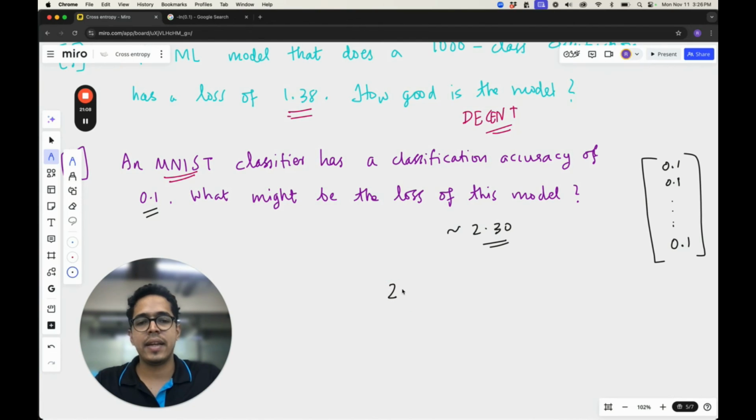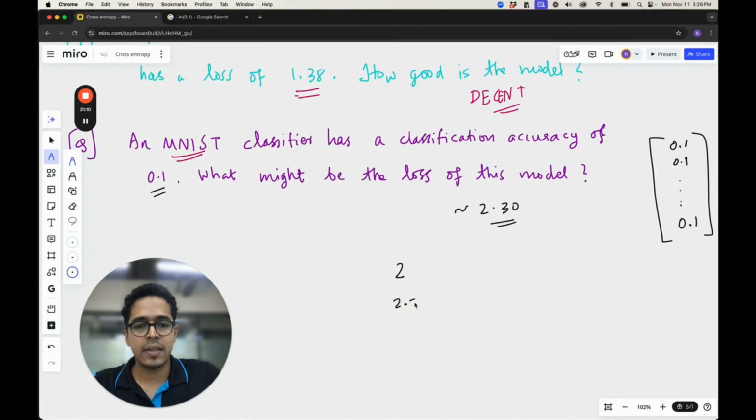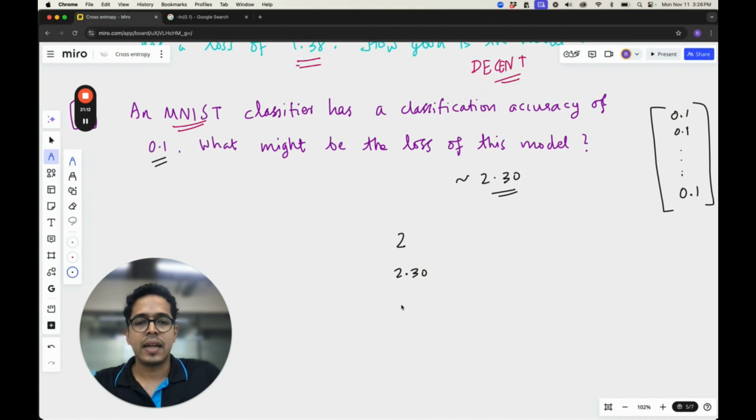So let's take three cases. In one case, the loss is 2. In another case, the loss is 2.30. In another case, the loss is 2.60. So these are three cases. But the classification accuracy is still, let's say, 0.1. You might be wondering, how is this possible, right? This can be possible in one way.